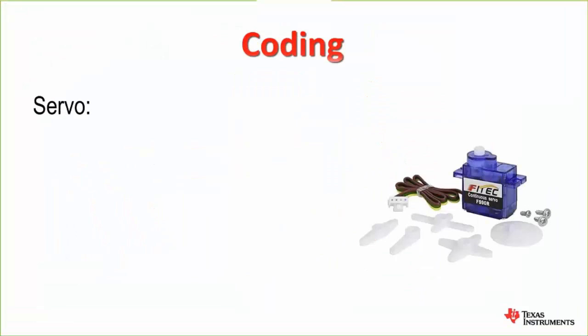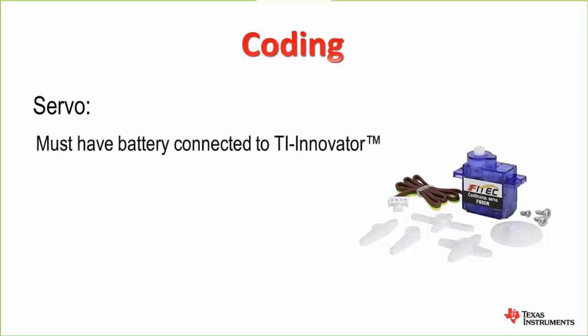In terms of the actual code that is sitting behind here, we've got a servo motor which we connected up to the Innovator. Now, a couple of tips here. You must have a battery connected to the Innovator. There's a battery that comes with it when you buy the servo. So you must have that because it draws more power than what your calculator and Innovator can actually supply just running off the calculator battery. So this is one of the experiments where you actually have to have the battery.